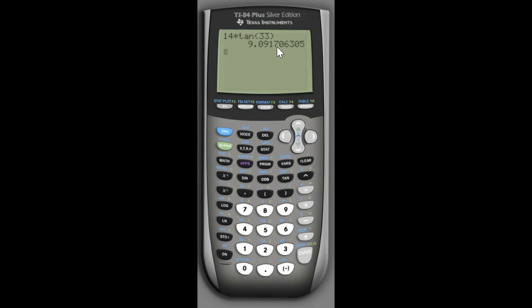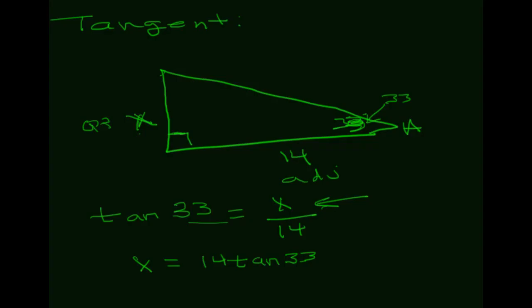So I'm going to go back to my picture and see what I mean by that. What we have here is that, given this picture, x is approximately 9.0917. Okay, so this tells me that if this is 14 and this is a 33-degree angle, then the length of this side has to be really close to 9.0917 units. Okay, so this is how you handle it when I have a tangent situation of the opposite over the adjacent and the variable is in the top.